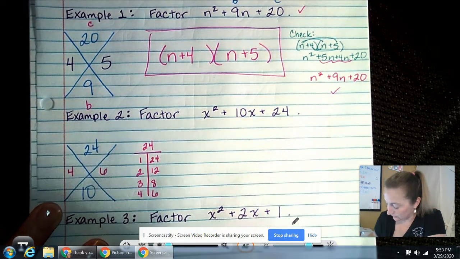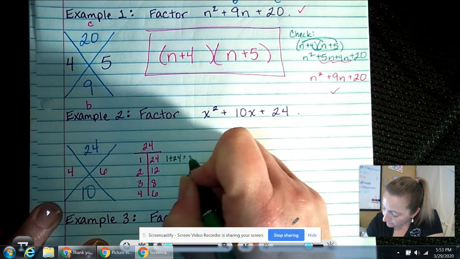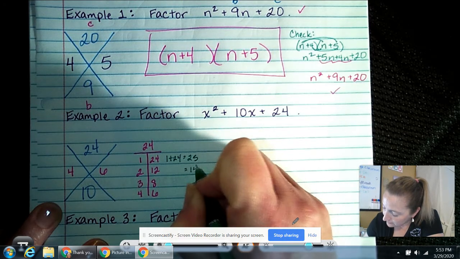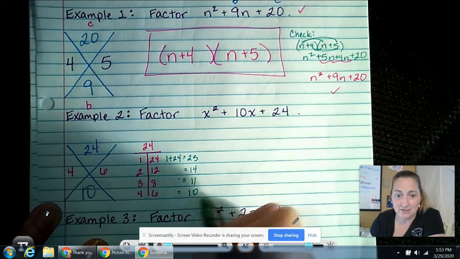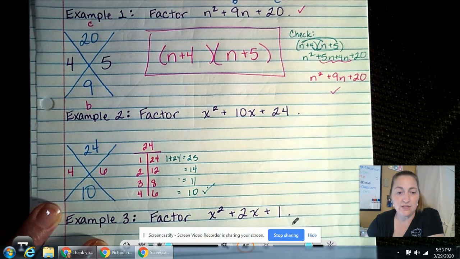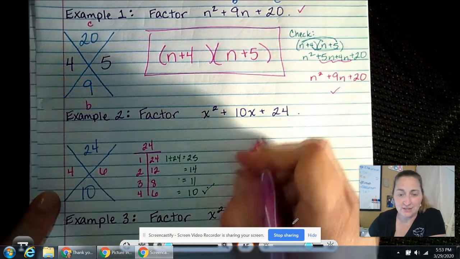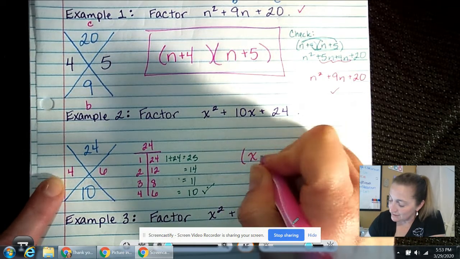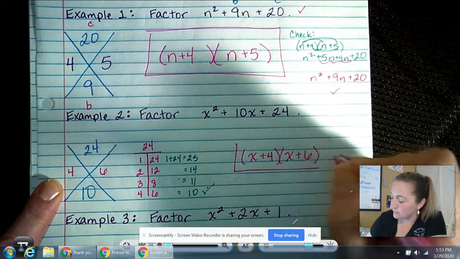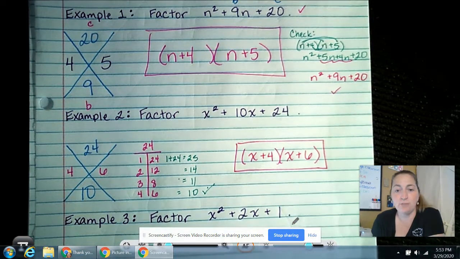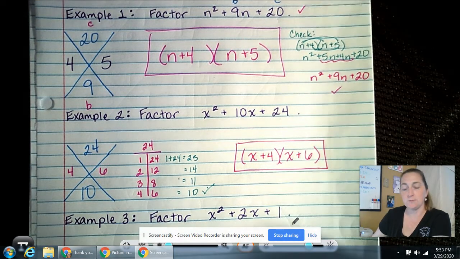And then if I add those together, 1 plus 24 is 25. 2 plus 12 is 14. 3 plus 8 is 11. 4 plus 6 is 10. And so this is how I know that 4 and 6 are the numbers that I need. Okay, so now that I know my factors are 4 and 6, my factored form is just going to be x plus 4 times x plus 6. And that's it for example 2. All right.